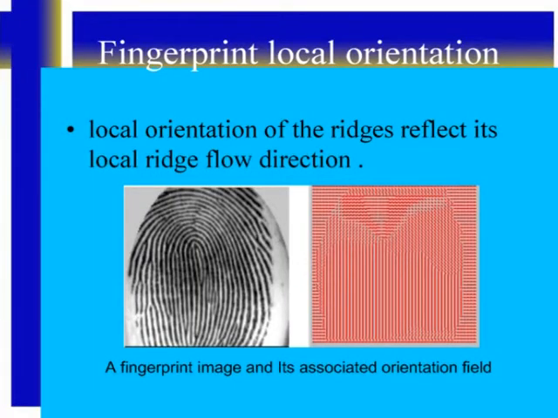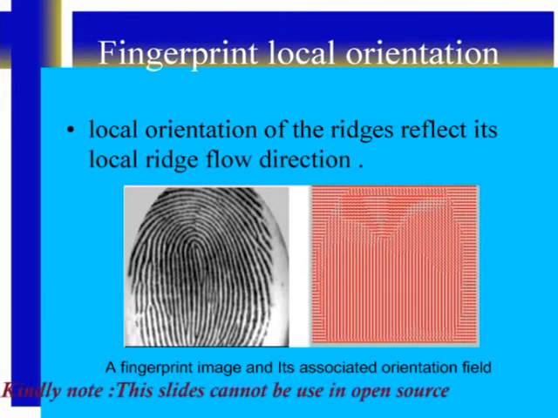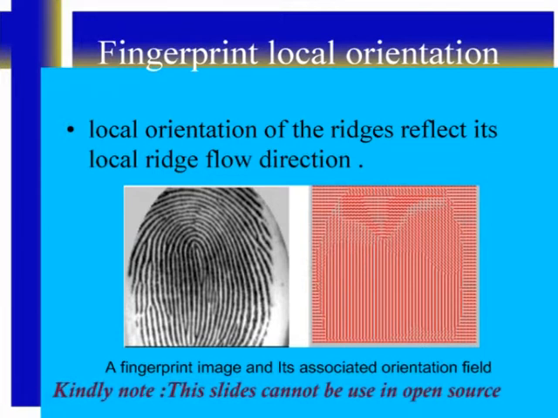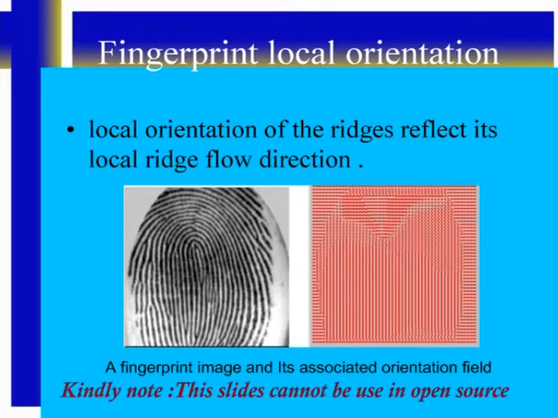There could be a local orientation of the ridges which can reflect the ridge flow direction. So what is a ridge? All the lines that you see, they are called ridges. Compare it with mountain ranges. So you have valleys and ridges. The white portion is a valley, the black portion is a ridge. Now sometimes the ridge suddenly terminates here. Sometimes a ridge may branch off into two. Those are the singularity points. The flow of these ridges around your fingerprint is what is captured here. You can see a slightly specialized image, which gives you the ridge flow direction.